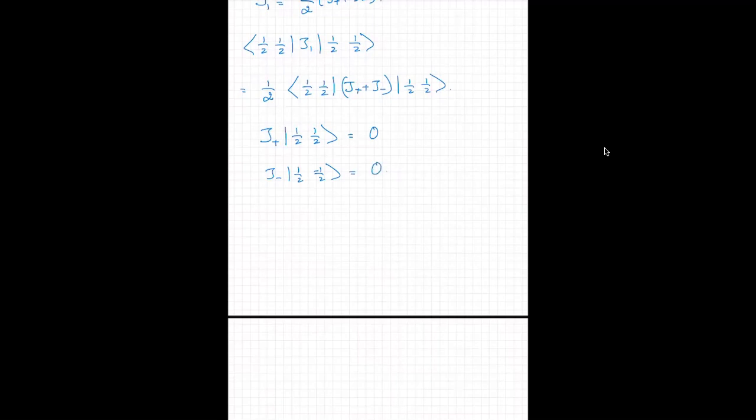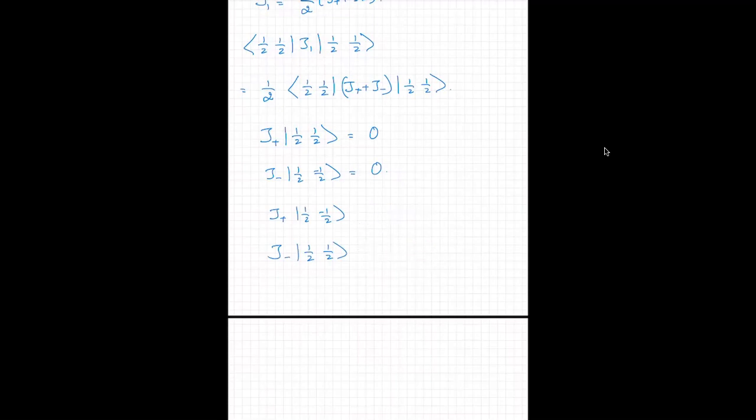Now J plus acting on |1/2, -1/2> is possible because this increases the value of M by 1 unit: -1/2 plus 1 is 1/2. So this will be proportional to the state |1/2, 1/2>. Similarly, J minus can reduce the value of M of |1/2, 1/2>, and this will be proportional to the state |1/2, -1/2>. Let us actually work out the proportionality constant also, since we are doing this out completely.